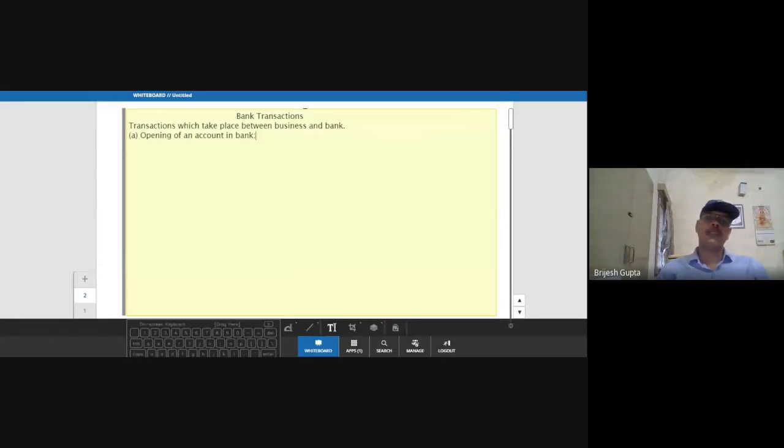But what happens when we open the account in the bank? Many of you will be aware that whenever we need to open any type of account, we have to deposit some minimum amount. Without depositing the minimum amount, an account cannot be opened, except Jan Dhan accounts, which are opened without any balance.